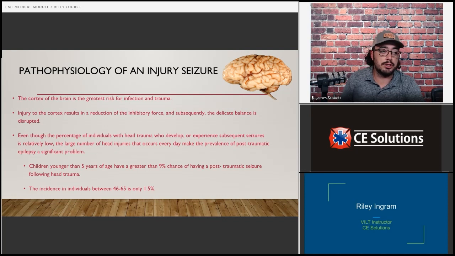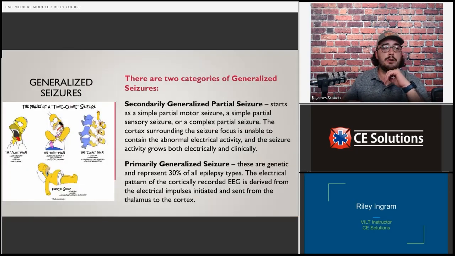Children younger than 5 years of age have a greater than 9% chance of having a post-traumatic seizure following a head trauma. The incidence between individuals between 46 and 65 is only 1.5%. So pretty low, okay?